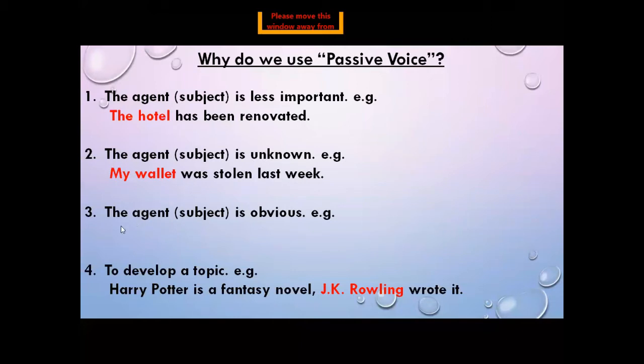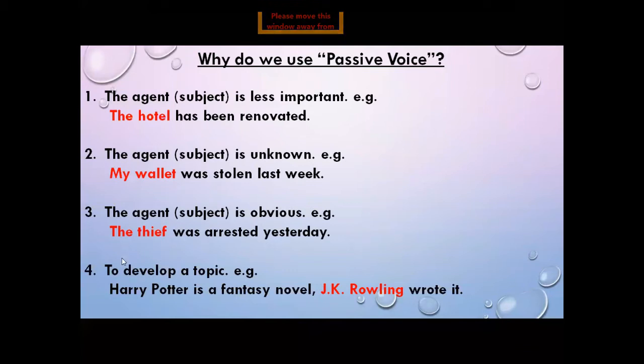Now the third reason is that the agent, meaning the subject, is obvious. It means we already know who the subject is. Like, the thief was arrested yesterday. We know very well who arrests thieves: it must be the police. So we can say the thief was arrested by the police yesterday. But there is no need to say who arrested him. Everybody knows it is obvious that it must be the police.